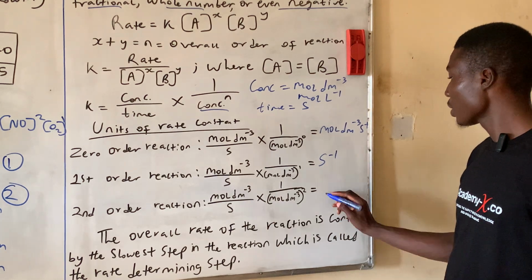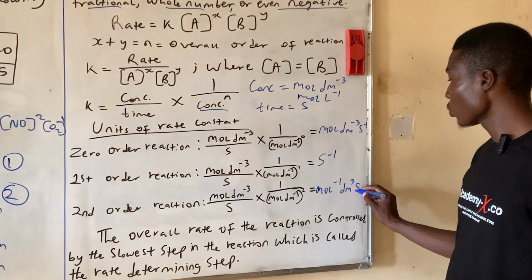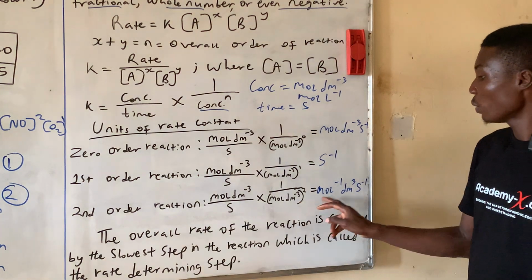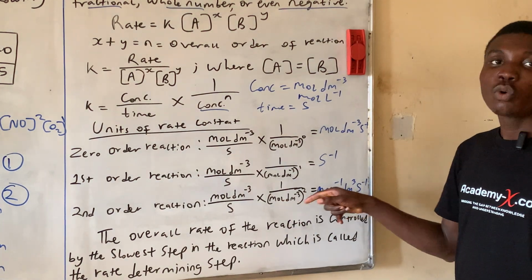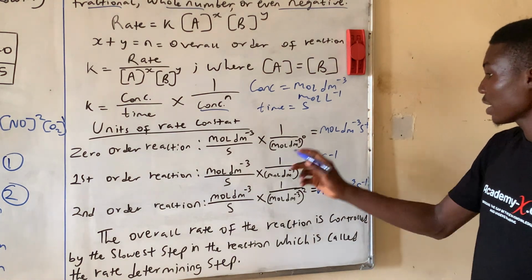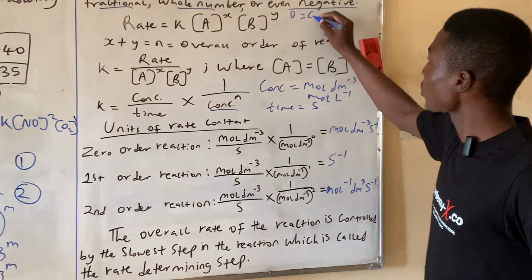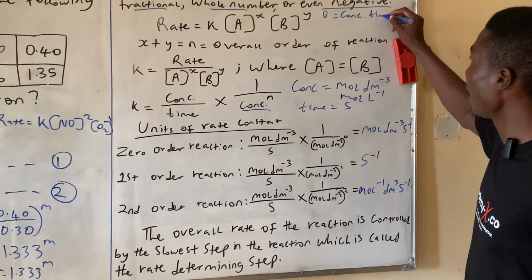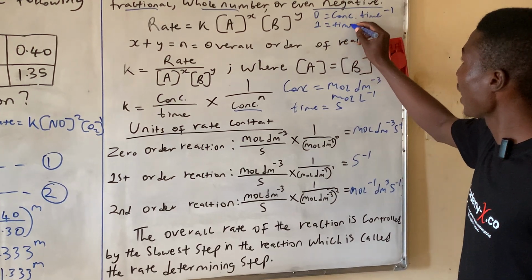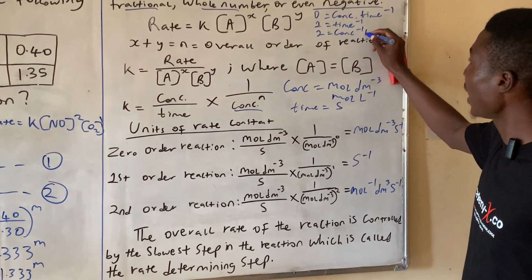Automatically what is going to be left is mole to the power of minus 1, dm cube, s to the power of minus 1. Because the dm cube is now coming to the top, that's why it's dm cube, and the mole is now mole to the minus 1. So for zero order, it is concentration per time. While for first order, it is per time, and for second order, it is per concentration per time.